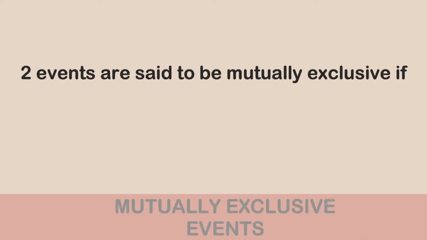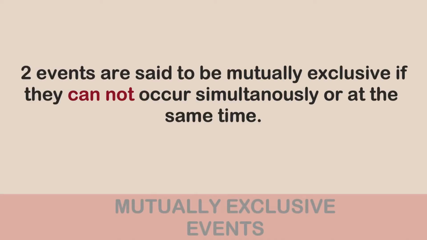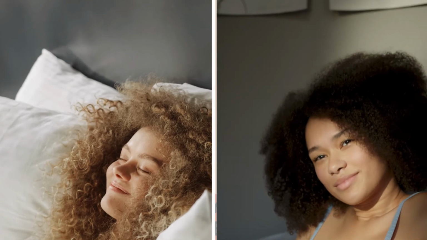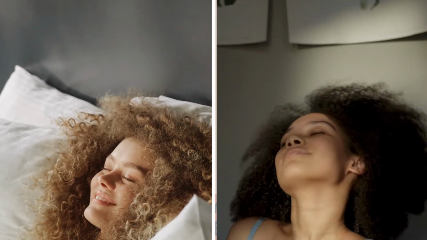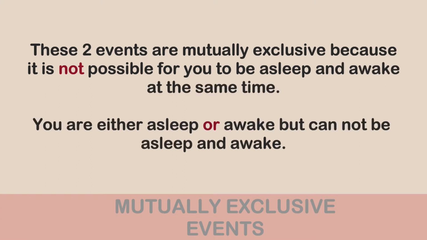So two events are said to be mutually exclusive if they cannot occur simultaneously. That is, these events can actually not occur at the same time. So let's take one or two examples. I'm going to assume the example of sleeping as an event and then you waking up as another event. So these two events are said to be mutually exclusive because you can never be asleep and be awake at the same time. So you are either asleep or you are awake, but there is never a possibility that you are going to be awake and asleep at the same time.